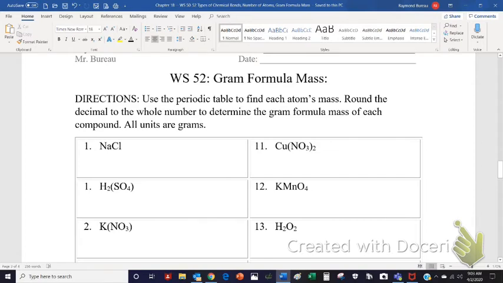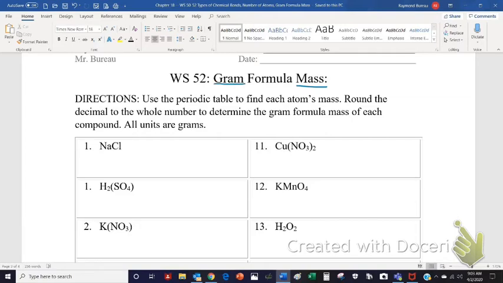So you see number 1, sodium chloride. Now you notice that we have the same 20 formulas that we just had on the last page. That's to help make sure you know how many atoms are in each formula. But this time we're talking about the mass of the atom. So you're going to look for the decimal, and we're going to round that decimal off to the whole number.